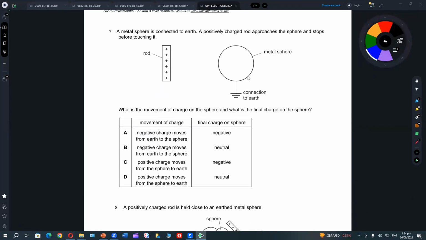A metal sphere is connected to Earth. A positively charged rod approaches the sphere and stops before touching it. This is a very technical concept. If you give a touch, the same charges will transfer. What is the movement of charge on the sphere and what is the final charge on the sphere? This is called induction.